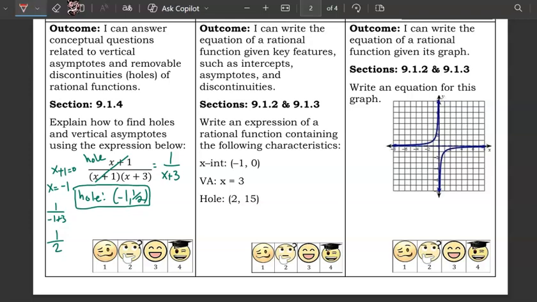And then to get the vertical asymptote, set the remaining denominator equal to 0. x equals -3.